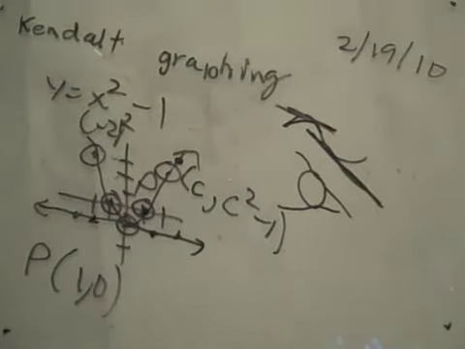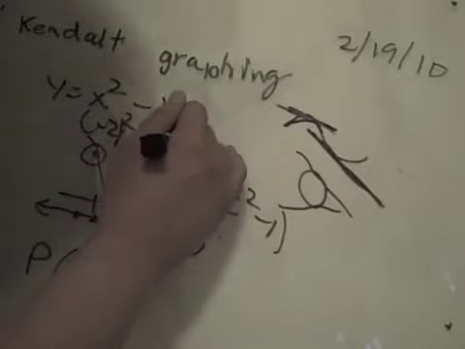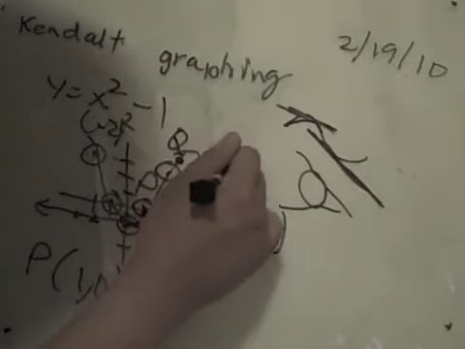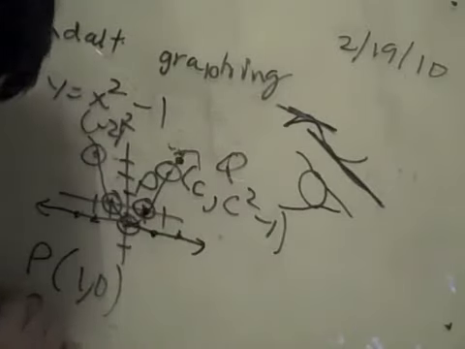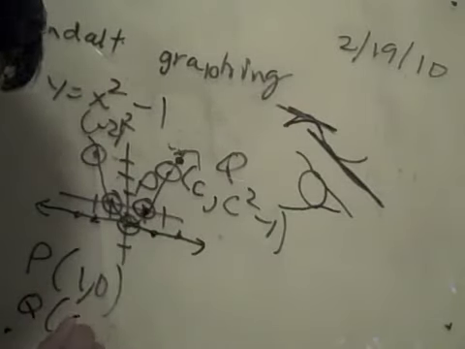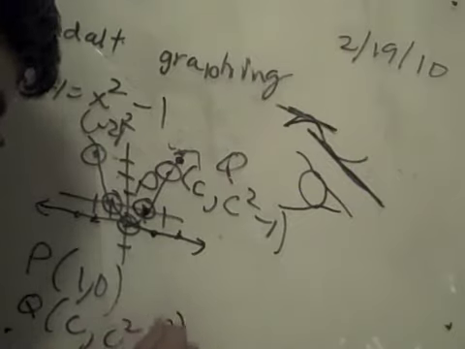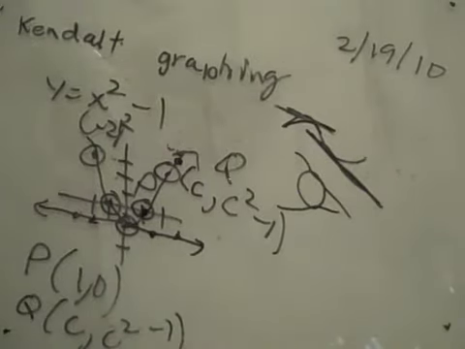So, let's see. This is point Q. Or I'm going to put it here, Q. So again, point Q is c, comma c squared minus 1. Okay, good. Alright, so Q equals c, c squared minus 1, P equals 1, 0.